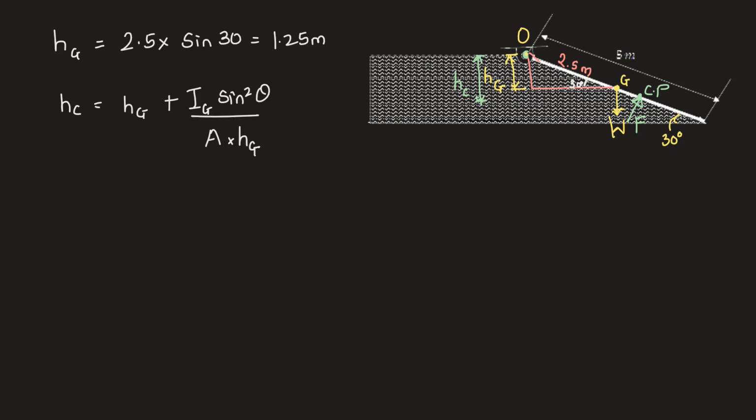So now let's find out the terms involved in this formula one by one. We'll find Ig, A and Hg. So area of the gate on which water pressure is acting is simply A is equal to length of the gate, 5 meter, into width. So width, they have asked us to find out mass per unit width. So we can take width as 1 meter.